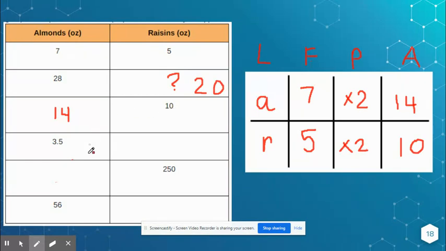Okay, and we're going to keep doing that with the rest of these problems. Now, we will have some decimals and some things where you're going to have to do more than just simple math, but it's still the same process.